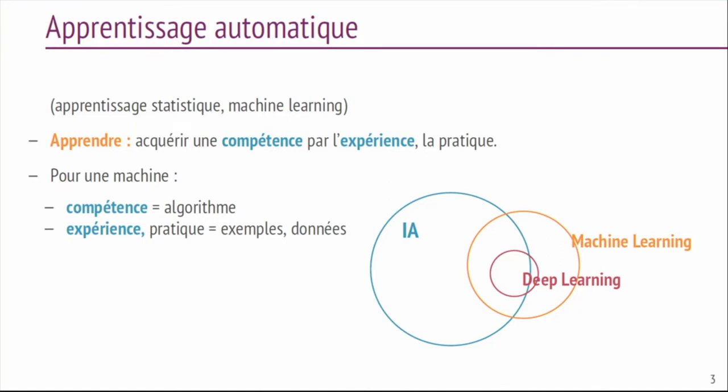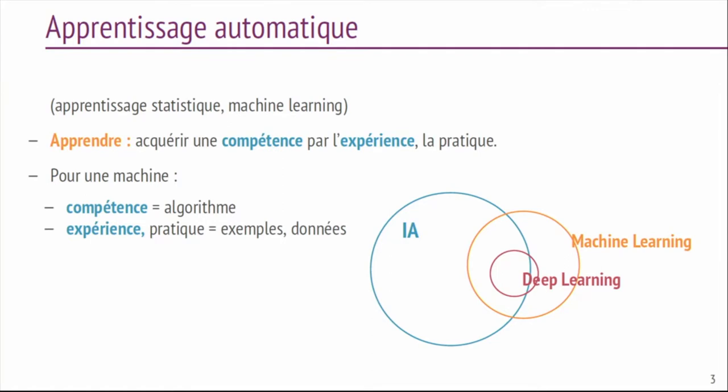If you want to make it work for a machine, you have to adapt a bit your definition of the word. So what I've called a skill will be an algorithm, and what is called experience or practice is going to be examples or data. So the idea of machine learning is that we're going to use some algorithms to build a new algorithm, and this new algorithm is going to use data.